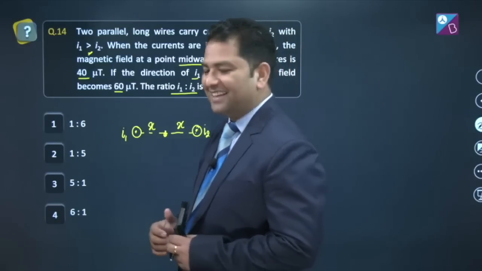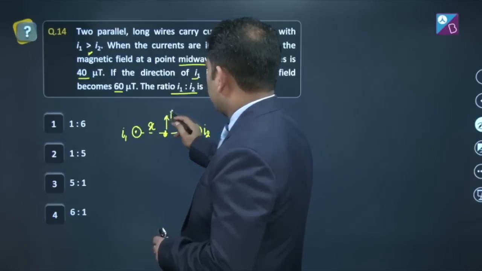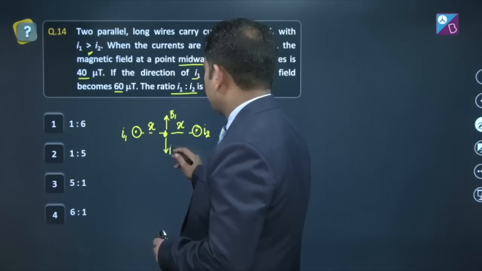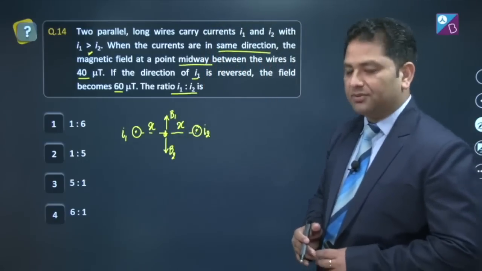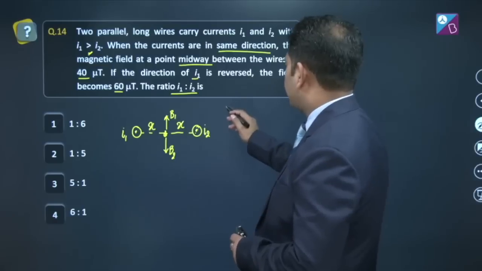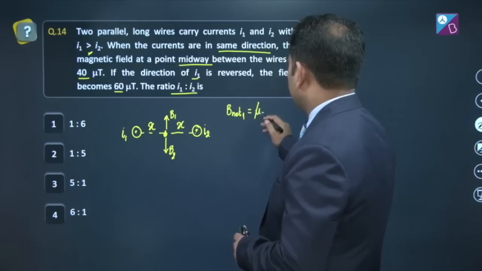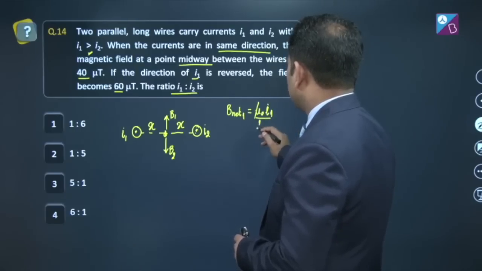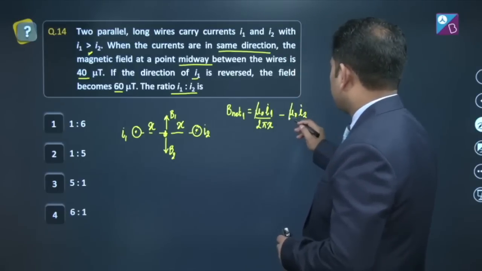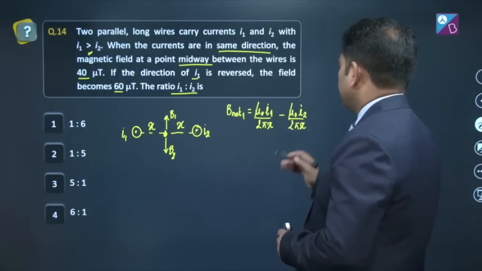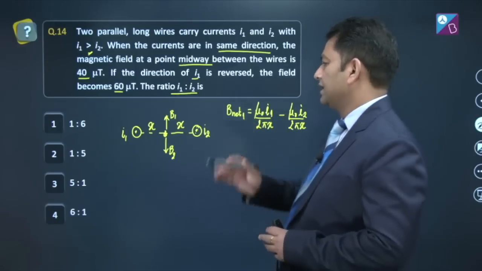एक बार verify कर लेते हैं. I1 के कारण से field will be above and I2 के कारण से field will be below. क्योंकि I1 I2 से बड़ा है, so B1 will be larger than B2. So what would be the net field? Let me write. B net 1 will be mu naught I1 by 2 pi x minus mu naught I2 by 2 pi x. Well, in the next scenario, ये कहा गया है if the direction of I1 is reversed.